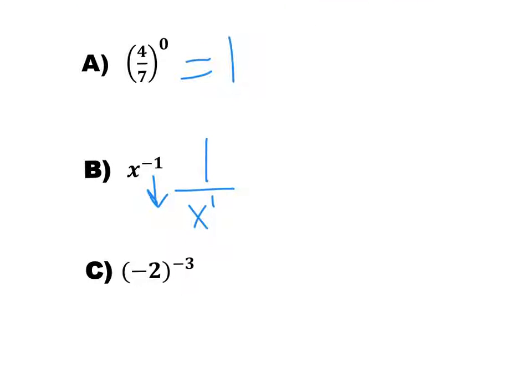Same thing with C. How can I rewrite that? Okay, flip it. 1 over negative 2 cubed. And we can still simplify that. What's negative 2 times negative 2 times negative 2? Negative 8. 1 over negative 8. You guys notice when you have an odd power, 3, 5, 7, if you are cubing or raising to the fifth power, if it's negative, it's going to stay negative. Even powers become positive. Odd powers stay negative.